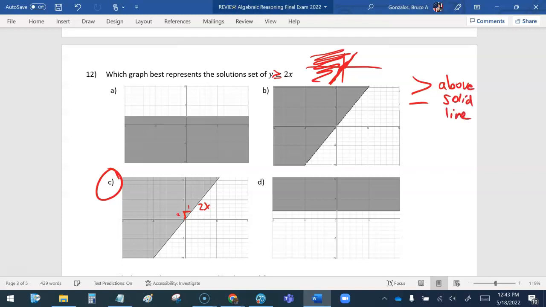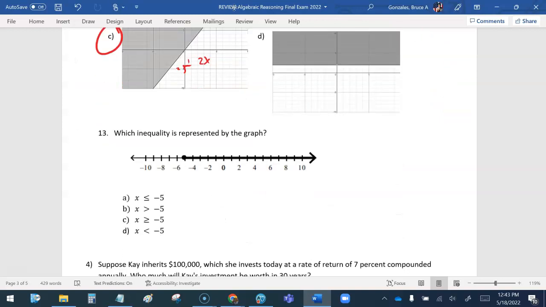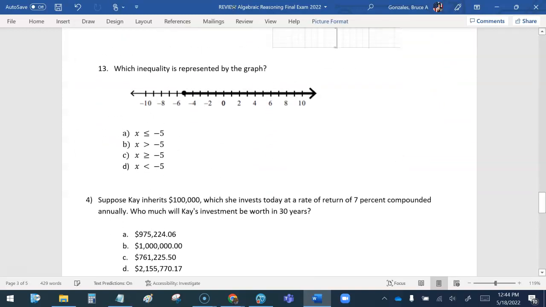Cool. Which inequality represents the graph? So it's starting here at -5, and it's going to the right, and it's shaded in. So x, shaded in, is underlined. Going to the right, points to the right, so it's going to be greater than -5. x is greater than or equal to -5.